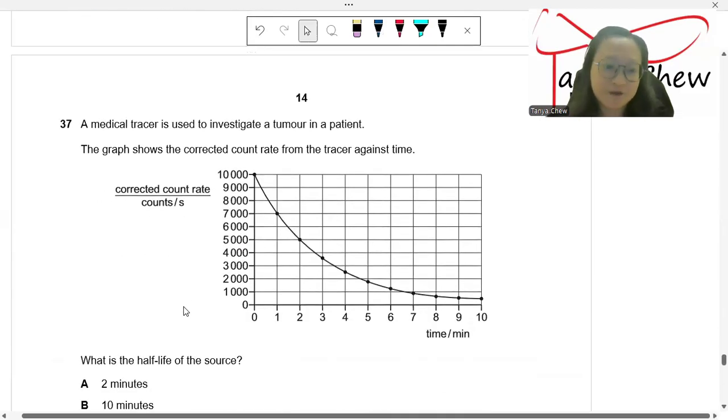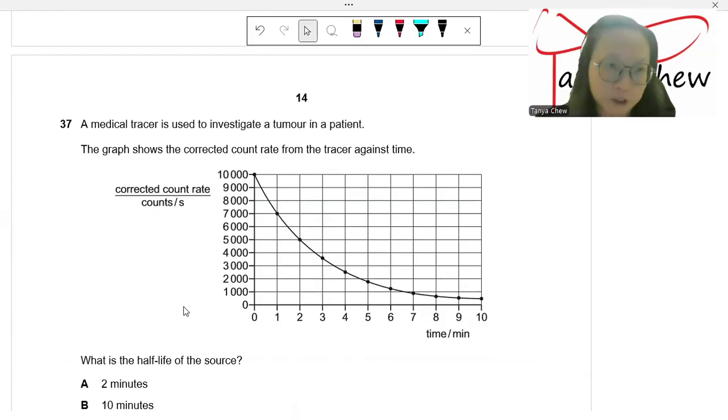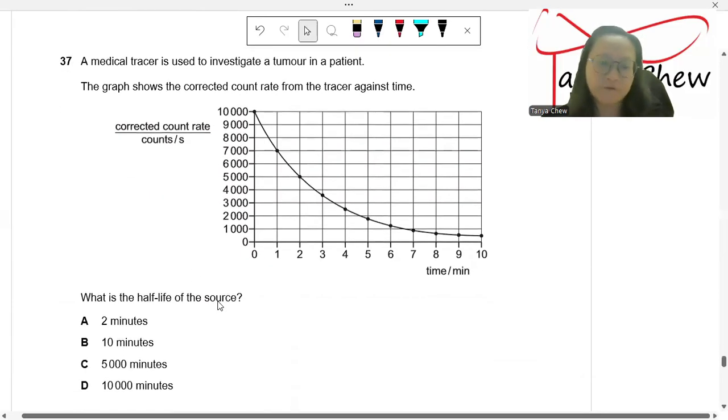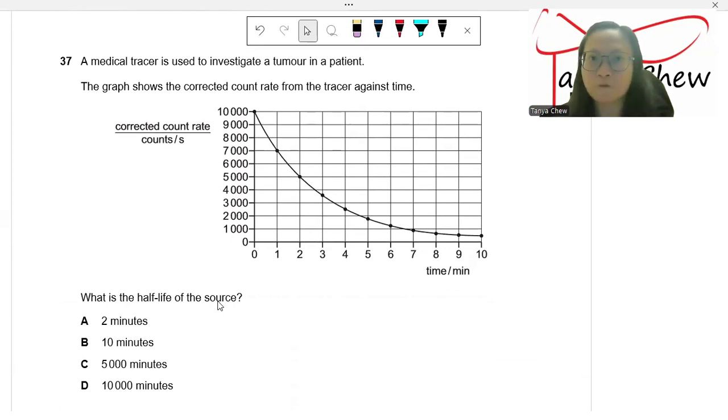Question number 37, a medical tracer is used to investigate a tumor in a patient. The graph shows the corrected count rate from the tracer against time. What is the half-life of the source? When a graph is given and there's no mention of background radiation, you are safe not to include the background radiation. You look at the time.